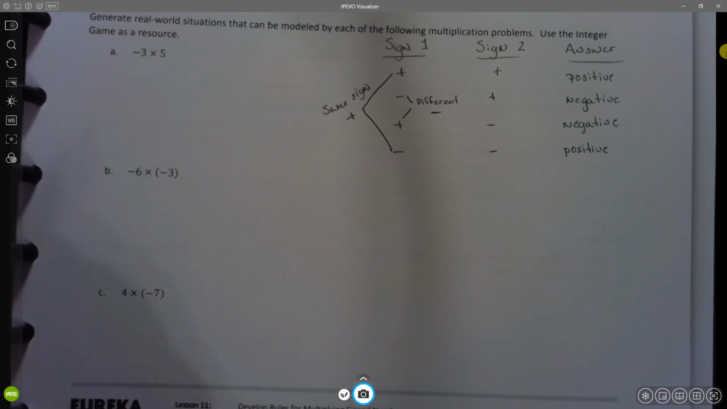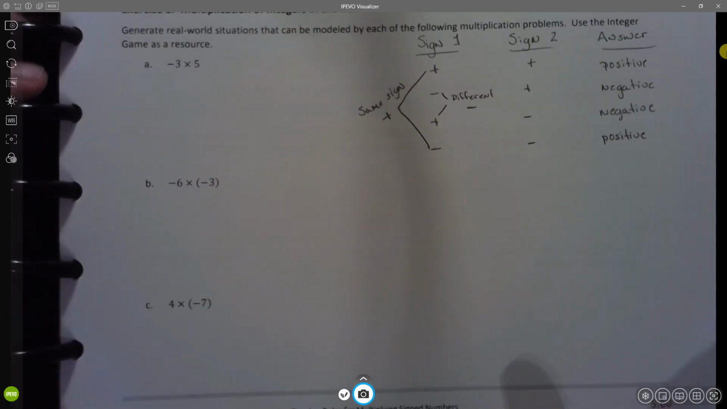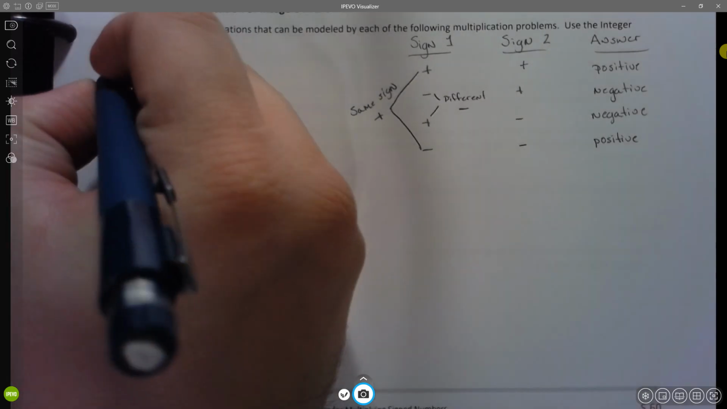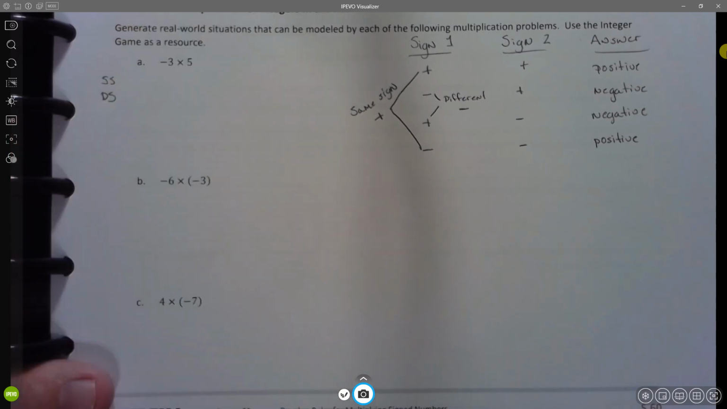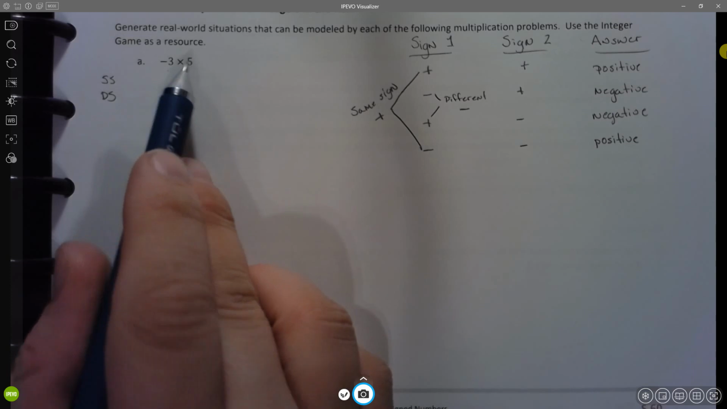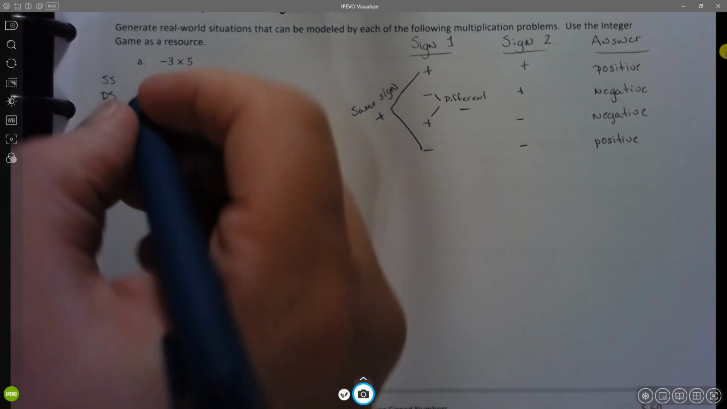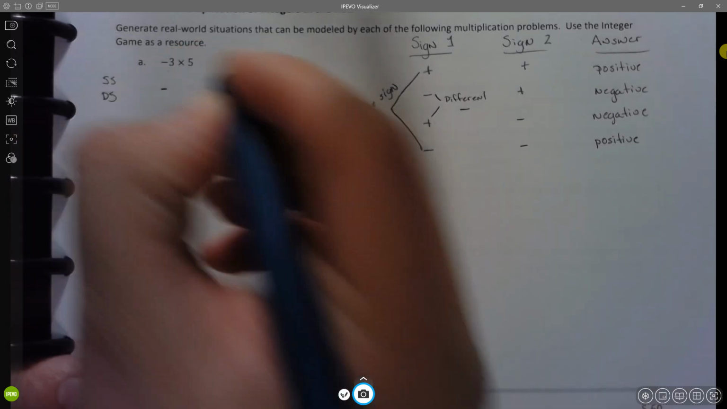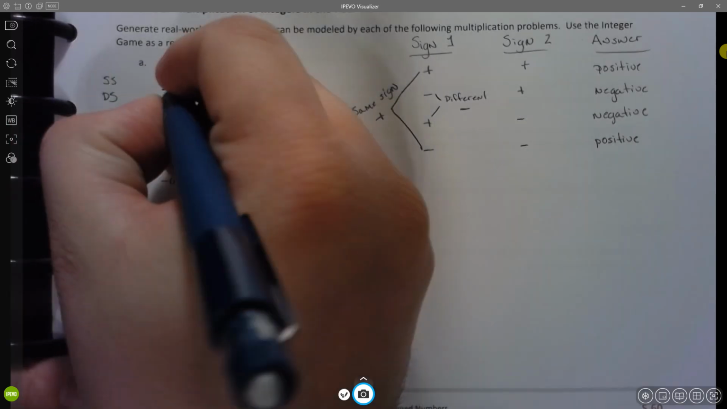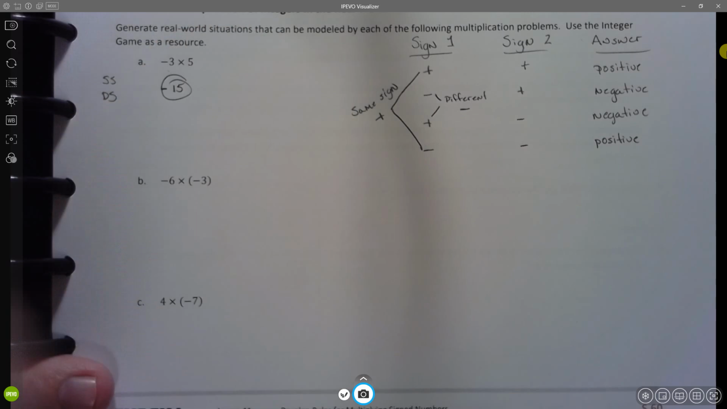Yeah. So let's take a look at the three problems we got right here. So the first thing we need to identify is whether or not we have same signs or different signs. Okay. -3 times a +5. Well, that's a negative and a positive, so my answer is going to be negative. So now what's 3 times 5? Oh, that's 15. There's your answer.